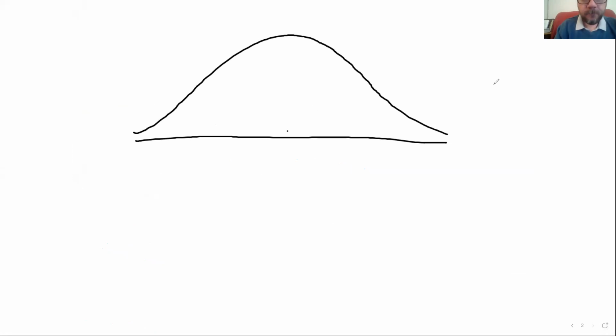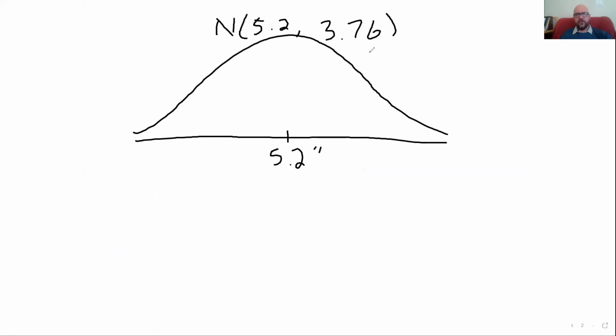I don't want fuchsia, black here. So we're going to have mean of 5.2. So this is inches, of course. Let's move that out of the way. So this is N(5.2, 3.76). Right? And so that is the distribution of all possible differences in heights between an American man and an American woman. That's the distribution.